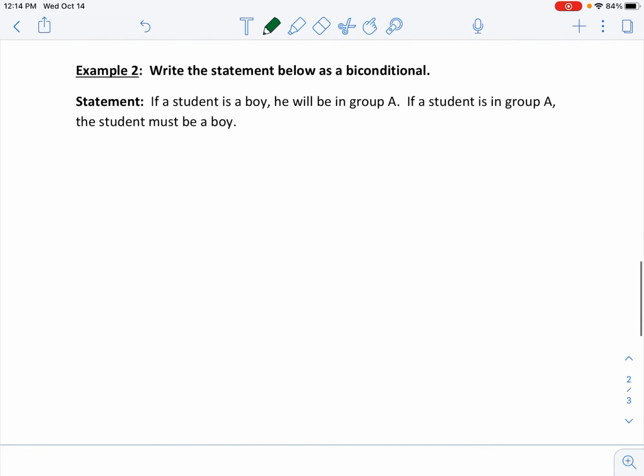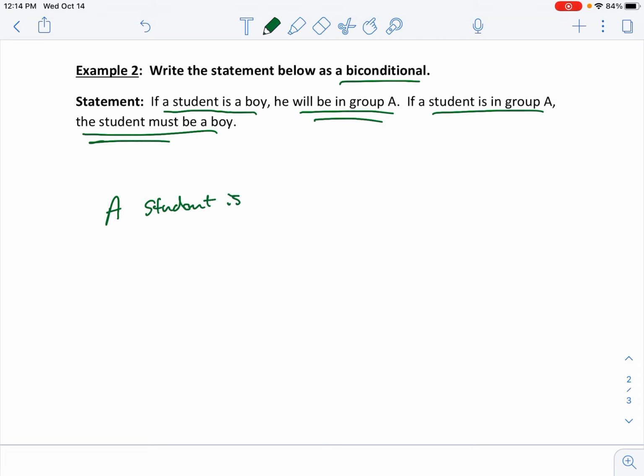This is actually our last one, short notes today. Example 2, write the statement as a biconditional. So we have if a student is a boy, he will be in group A. If a student is in group A, it must be a boy. So we can see here that we've got two things. A student is a boy is our hypothesis, if and only if they are in group A.